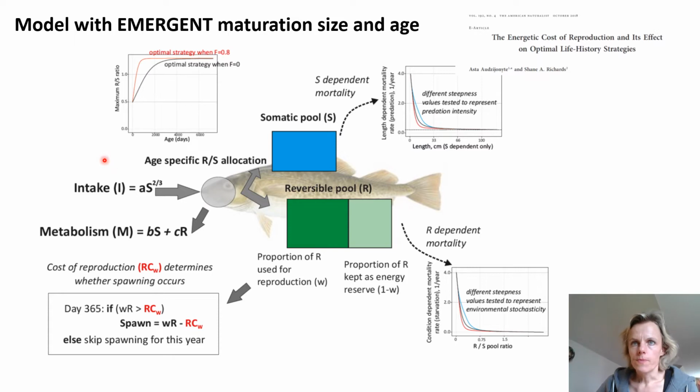And also, depending on the mortality curves, there is an optimal life history strategy that emerges: how quickly the energy gets allocated between somatic and reversible pool, and how much of that energy in the reversible pool gets allocated to reproduction, and how much actually is a reserve, as a fat reserve, which doesn't get used for reproduction.